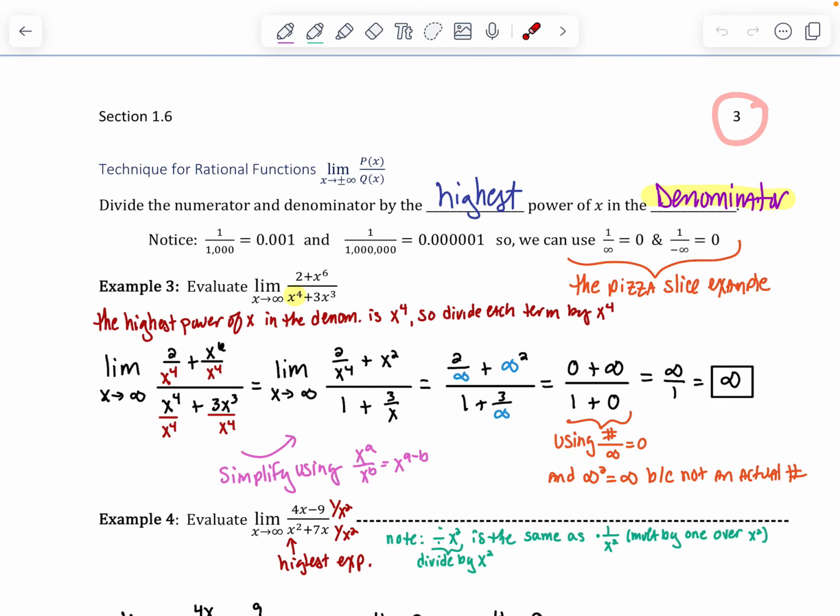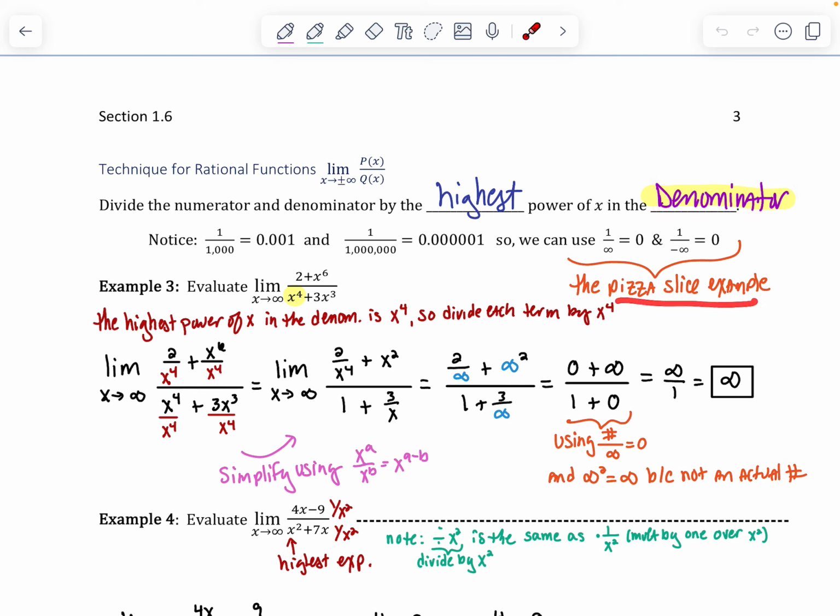Section 1.6, page 3. So now let's talk about techniques for solving limits of a rational function, which is just a fraction. So we're going to divide the numerator and the denominator by the highest powered variable in the denominator. So your variable may not always be x.